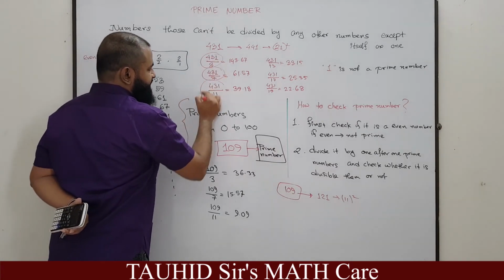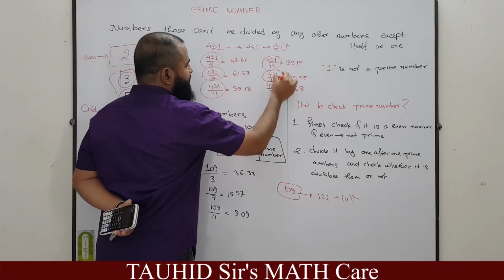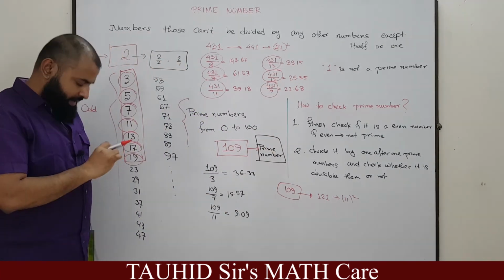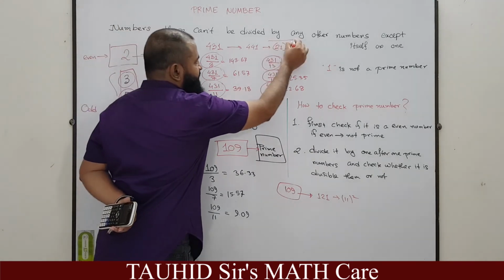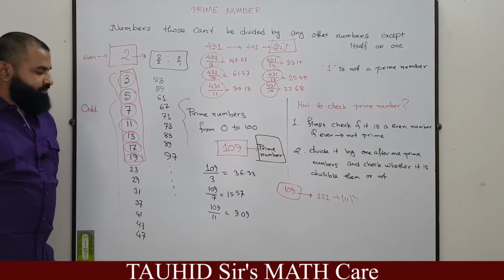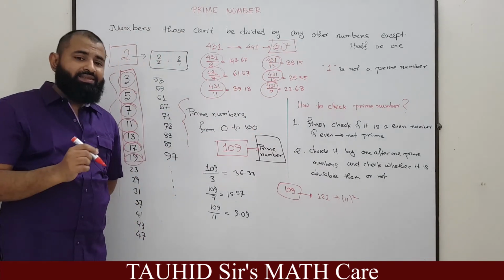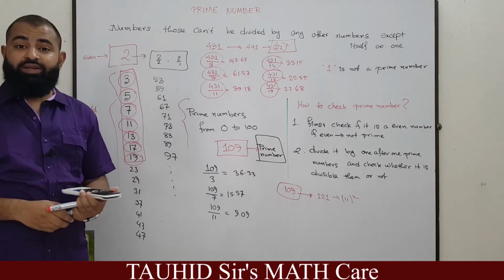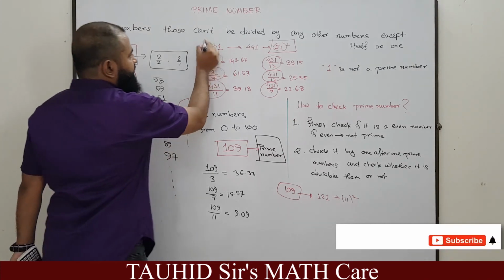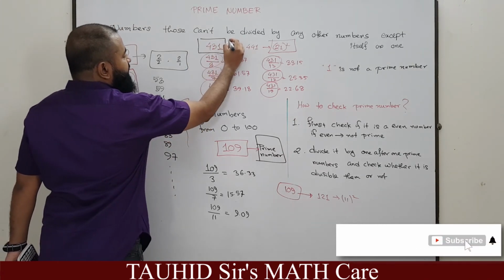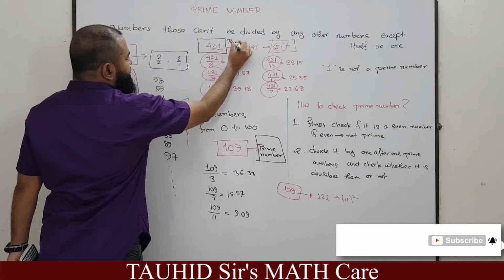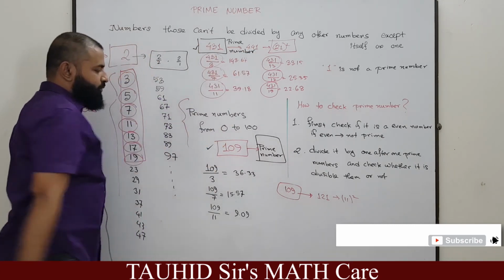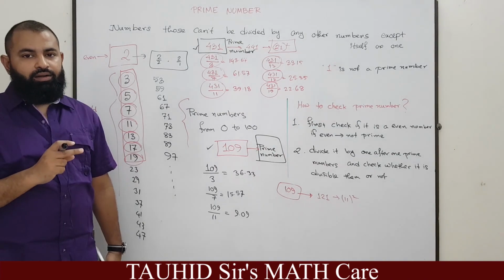And in each case, we can see that 431 is not divisible by any one of them. We checked this for the prime numbers before 21, and we found that it is not divisible by any of the prime numbers before 21. That means we will declare 431 a prime number. So both of the examples given in this video are prime numbers.